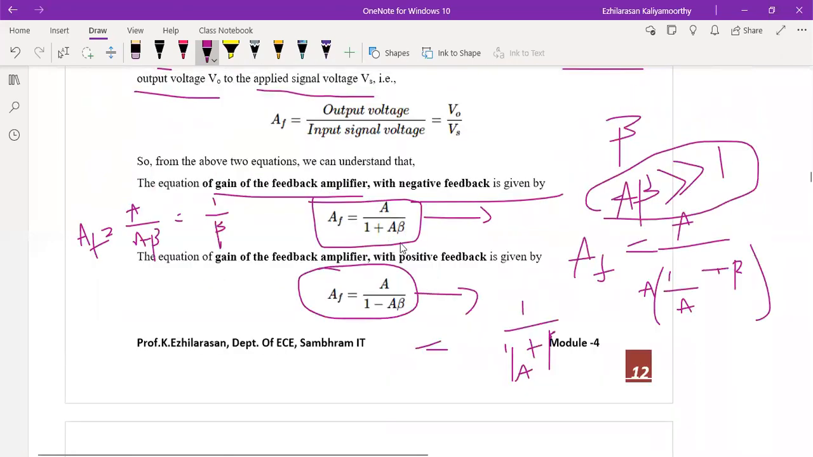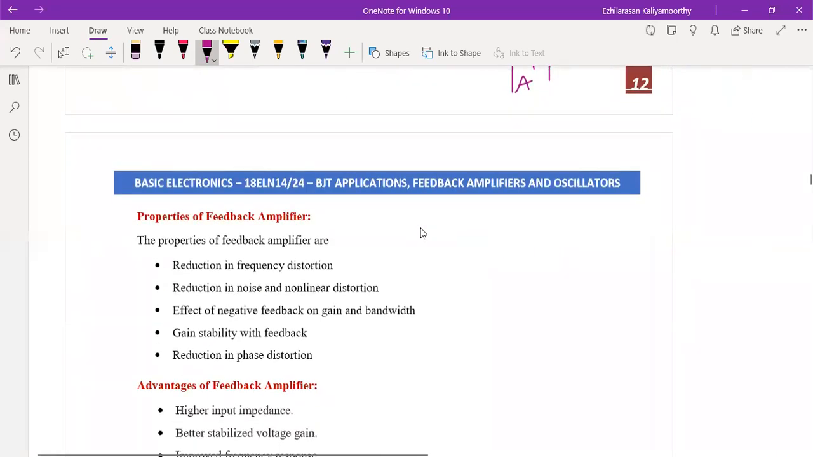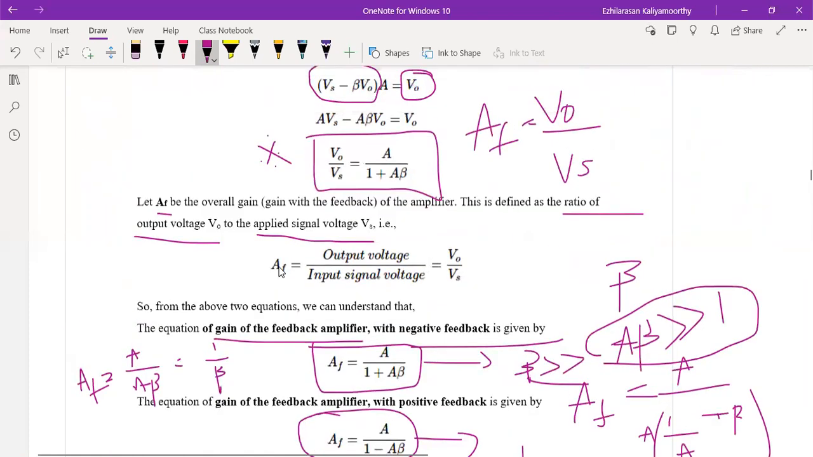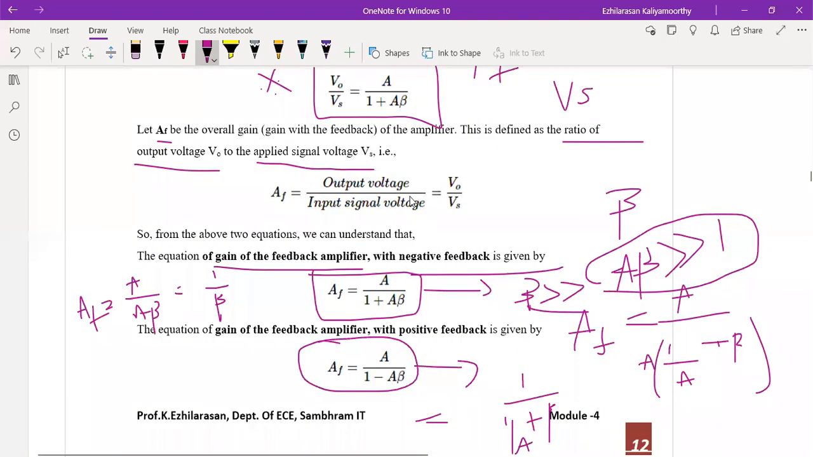This is what we can say. Normally your beta will be very high. So these are the feedback amplifiers, the basics of feedback amplifier. I hope you understood how it has to be done.